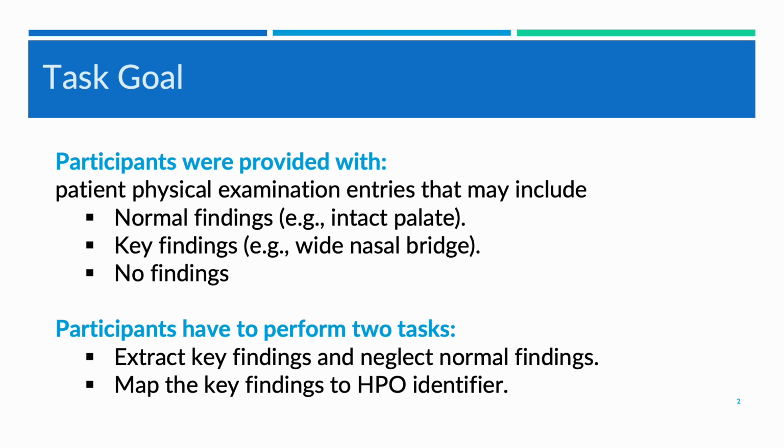Participants were provided with patient physical examination entries that may include normal findings, key findings, or no findings. Participants have to perform two tasks: extract key findings while neglecting the normal findings, and map the key findings to their respective Human Phenotype Ontology identifier.